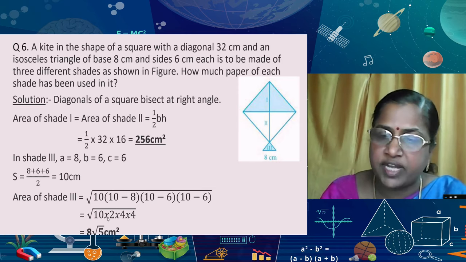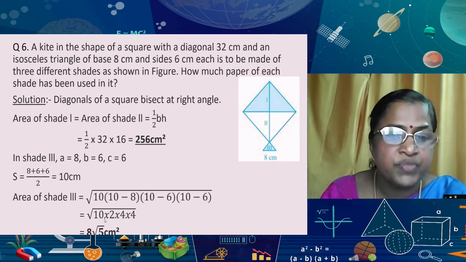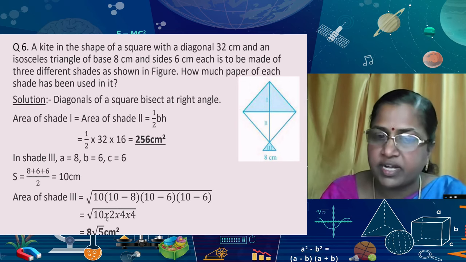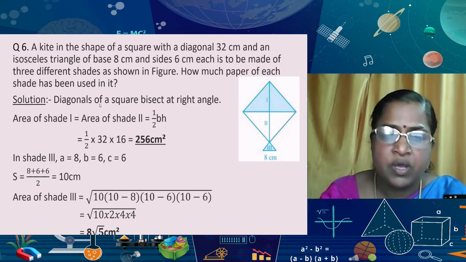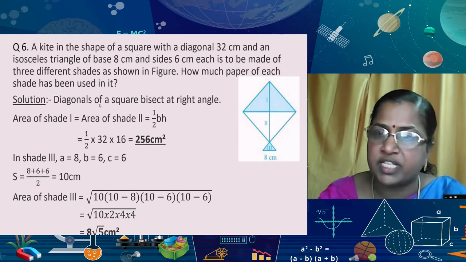Here 4 is given two times, and 10 can be written as 5 into 2. So the 2 and 2 we can take as a common factor. So 8 root 5 centimeter square will be the answer.